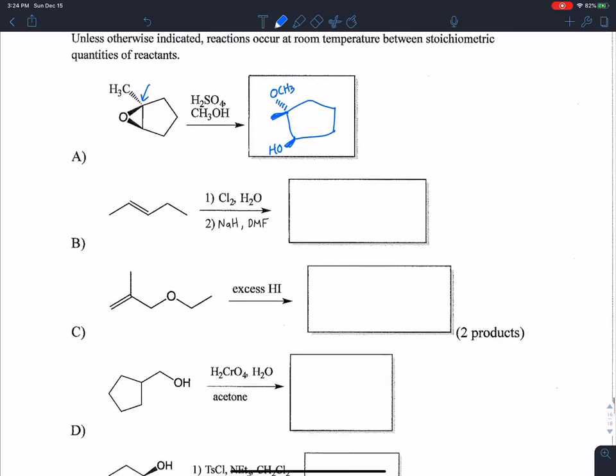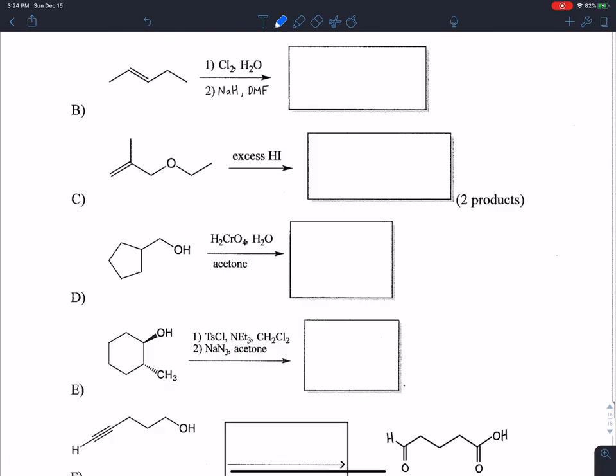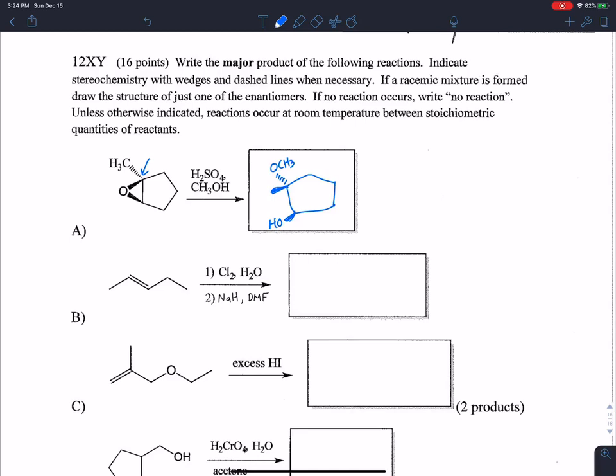Next one, Cl2, water. Well, that's going to make a trans product. This one's a little tricky. Actually, it doesn't matter. Okay, look. So you're going to add a Cl and an OH, and then the NaH is going to take this H off. You get a negative, which attacks this, and this leaves. So it was a way to form the epoxide, like that.